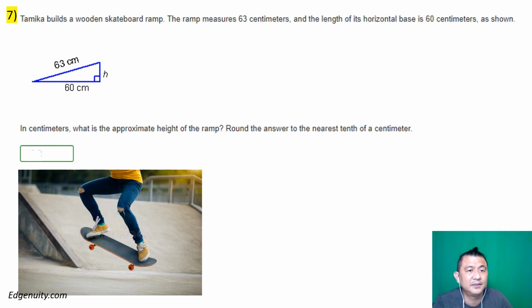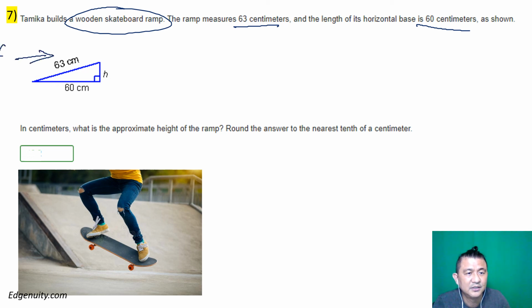Okay, last problem. Tamika builds a wooden skateboard ramp, and the measures are here. 63, horizontal is 60, so the H is missing. So you're the C. What do you want to call this, A or B? B below, because it's the base. All right, so we're solving for the A. You could use your derived formula, or you could simply write your regular formula: A squared plus B squared equals C squared.